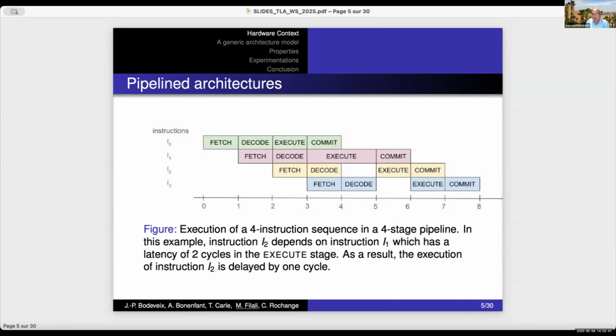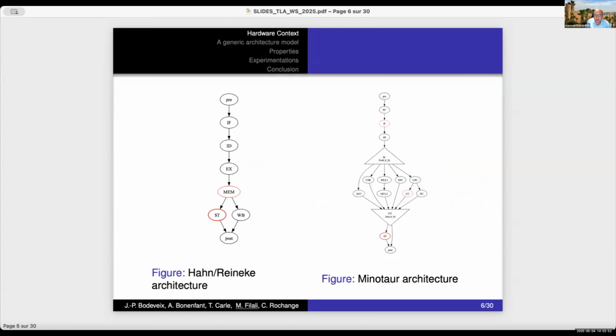So this is what we call the pipelined execution of instructions. And we will be interested in our study in more complex architectures, and we will come back to these architectures later.